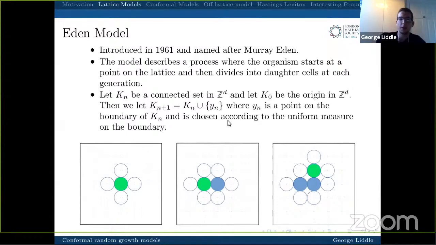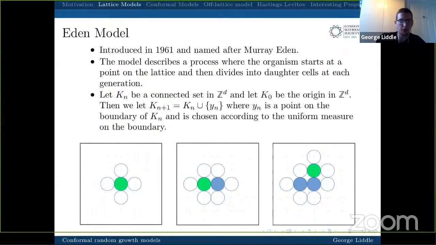And we're going to, how do we attach to the next point? So we start with a connected set Kn, and we're going to attach to one of the points on the boundary of Kn. And the key thing here is what probability do we attach to those points? As it turns out, in the case of the Eden model, we're trying to model this cell growth. In this case, the best thing to do is to choose the attaching points equally as likely. So we just attach according to uniform measure in this case.